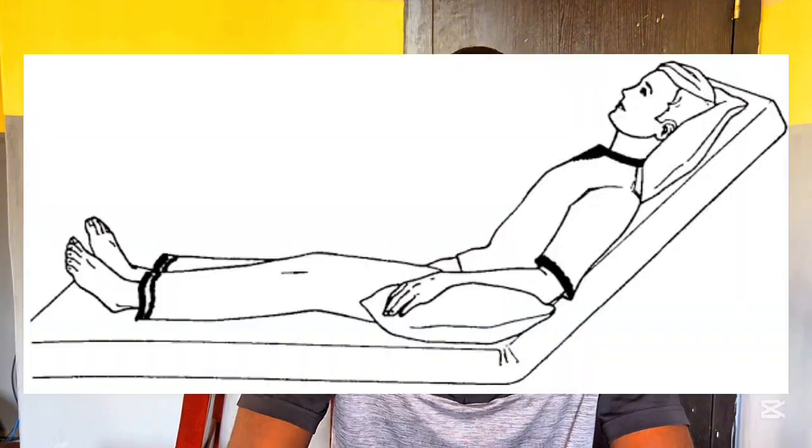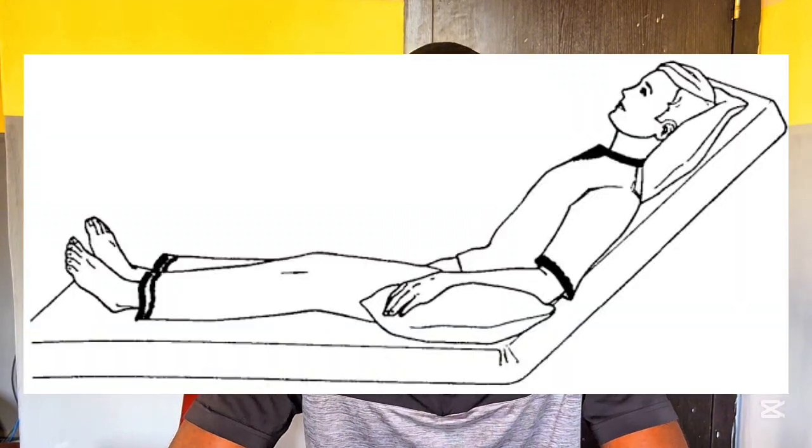Now come with me, let's talk about the Fowler's position. In this Fowler's position, the patient sits or lays on the bed while the head of the bed is elevated to between 30 to 90 degrees. And we have three types of Fowler's position. We have the low Fowler's, the semi Fowler's, and the high Fowler's position.